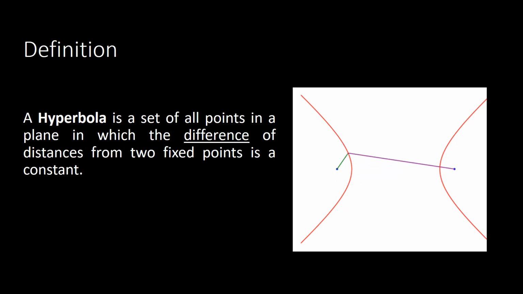This time we are going to talk about the introduction to hyperbola. Hyperbola is a set of all points in a plane in which the difference of distances from two fixed points is a constant. The two fixed points that we are referring to here are what we call the foci. This is similar to our ellipse, only that we are simply having a difference here.